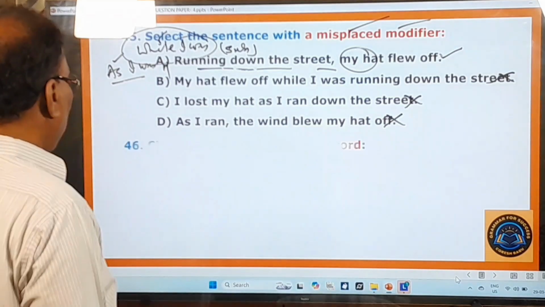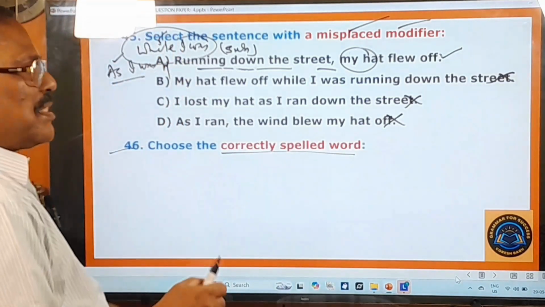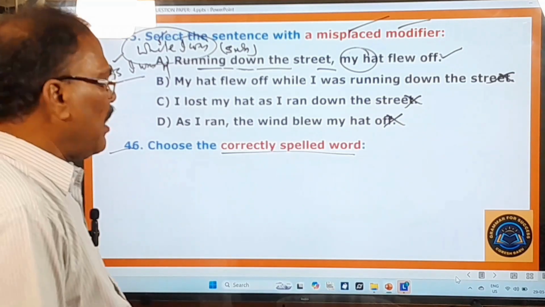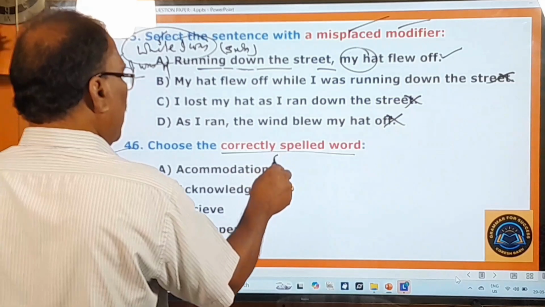And now you move on to the next question, 46th one. Choose the correctly spelled word. Correctly spelled word, anything you can say. Yes, here you pay attention. Accommodation. Okay, this is wrong.